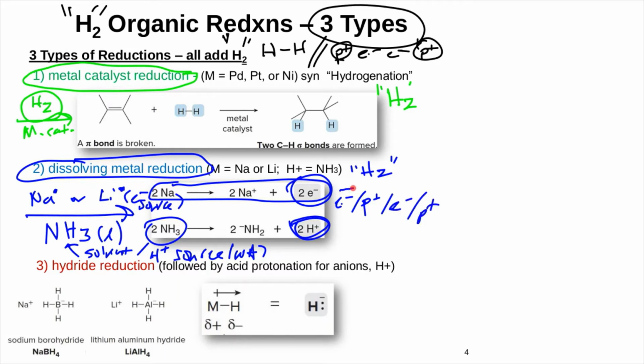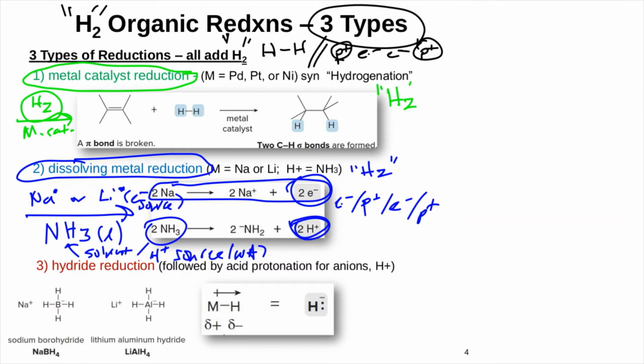And overall, look, that's all the components of hydrogen. We're just going to add it piecemeal. Here's an electron from sodium for you. Here's a proton from the solvent. Here's another electron. Here's another proton. And overall, that adds up to quote-unquote H2.